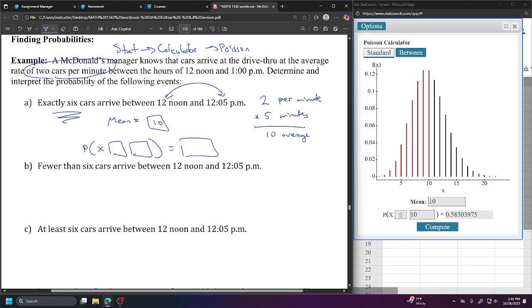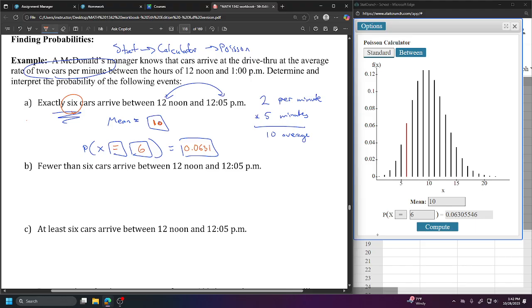Well, it says exactly. What do you think I'm going to be putting in this box right here? What am I going to change it to? Equal sign, yeah. Equals, exactly. And I'm looking for 6. Enter. And then I got my answer, 0.0631 rounded, I suppose. So there's a 6% chance that exactly 6 cars came through during those 5 minutes. That's all. So far, so good?